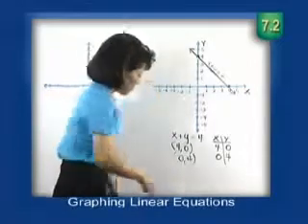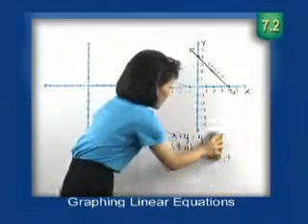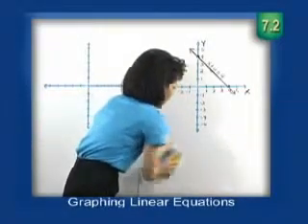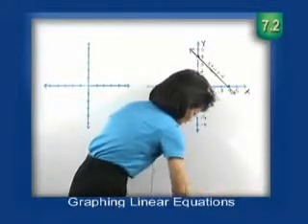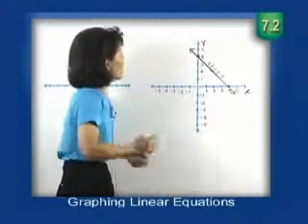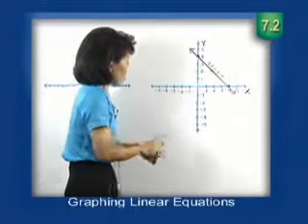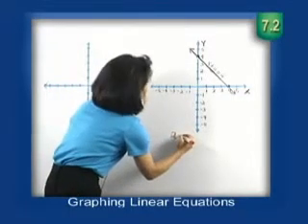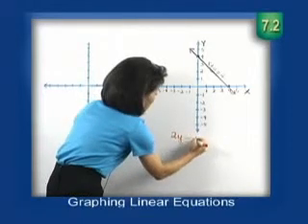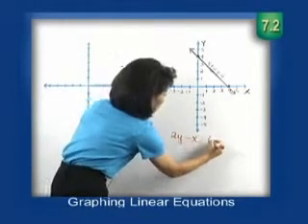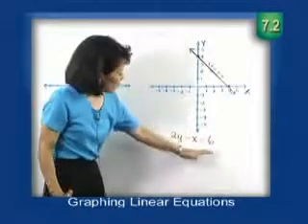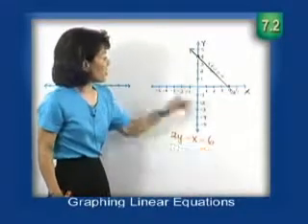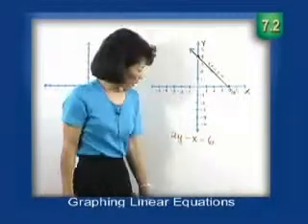Let's try another. Now what we're going to do is graph another linear equation on the same set of axes. This time we're going to graph the following equation: 2y minus x is equal to 6. So our job now is to graph this linear equation on the same set of axes.